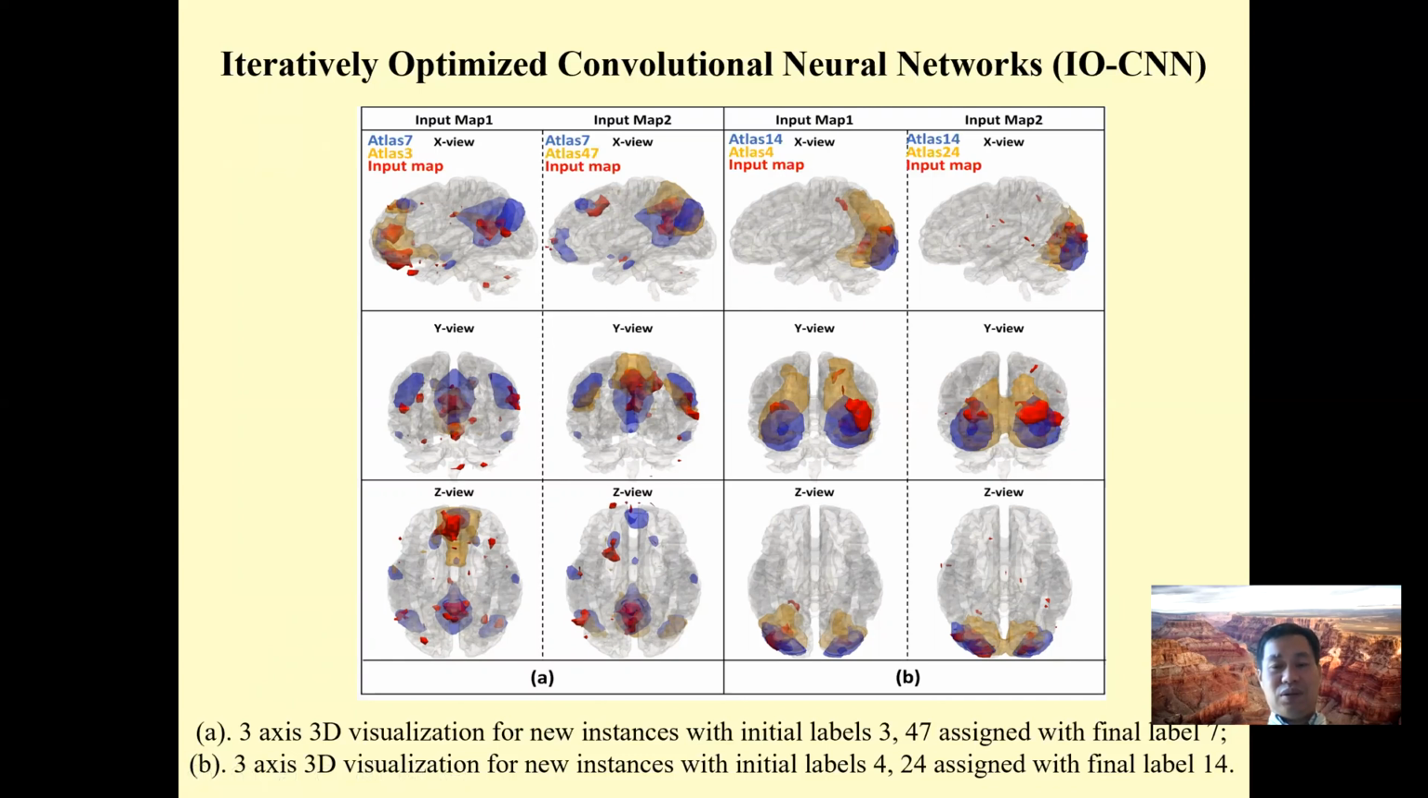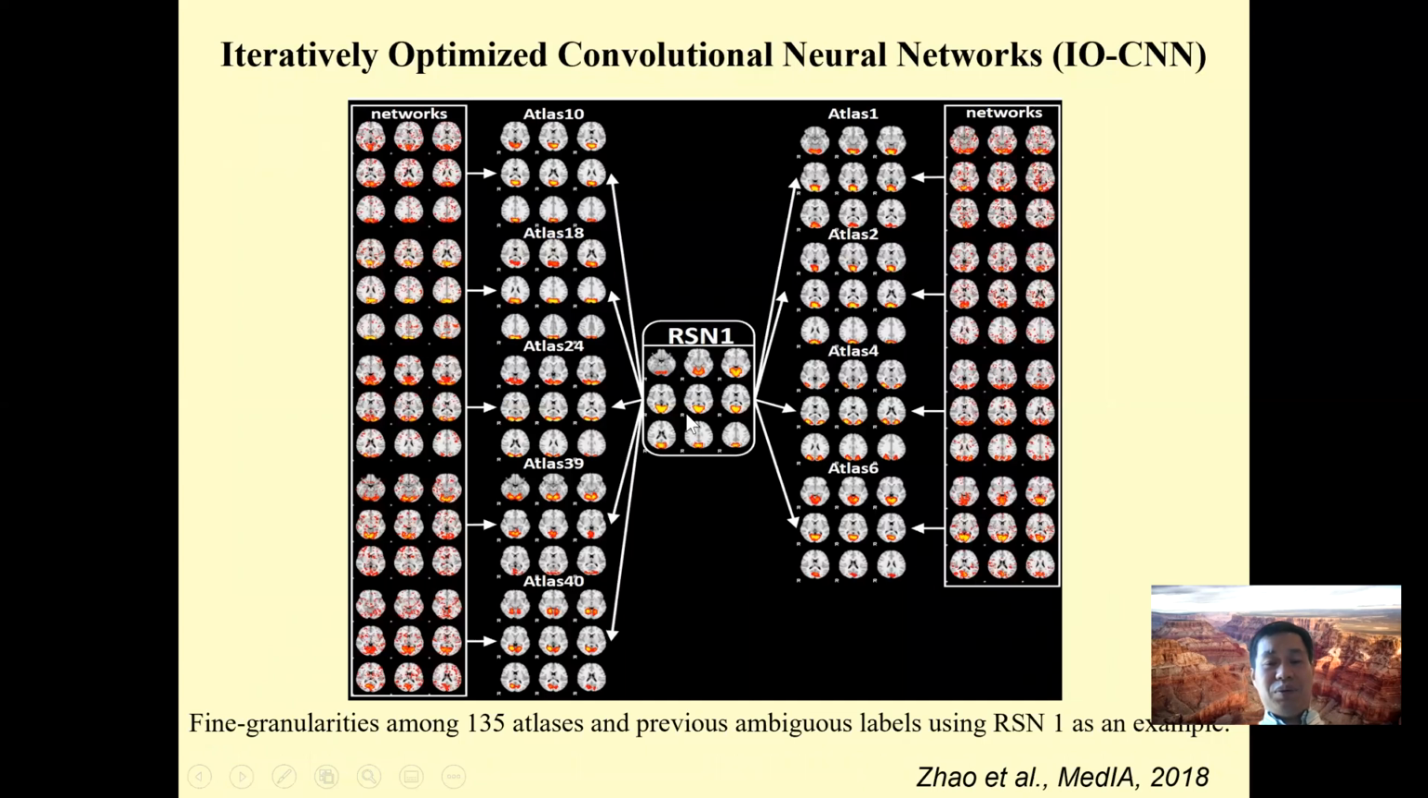And let's look at the big picture. If we do the comparison between the iteratively optimized CNN model and the previous approach using only 10 brain networks, we can see the original reference network 1 is decomposed into many different subtypes. So that means we have a better understanding of the same network in different individuals and different tasks in terms of its subtypes. So the same network may have quite a different pattern of appearance.